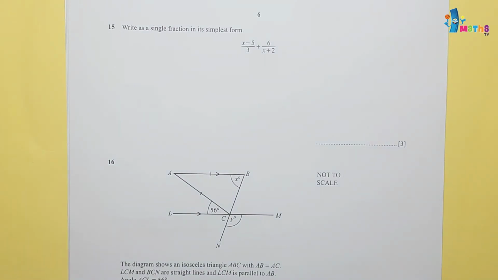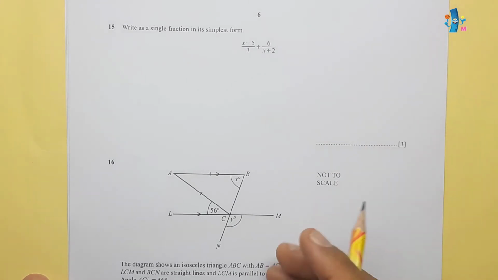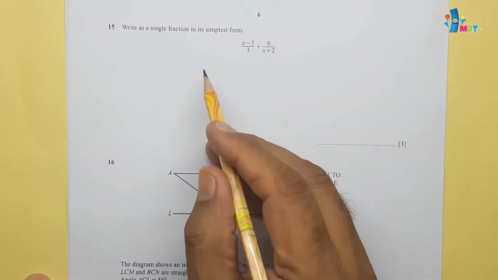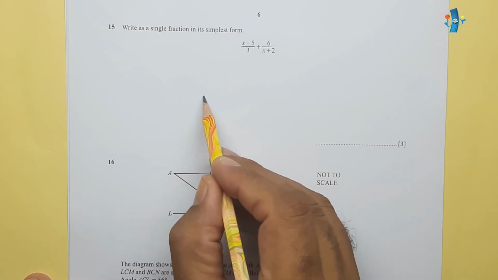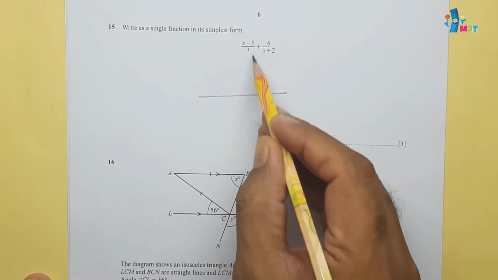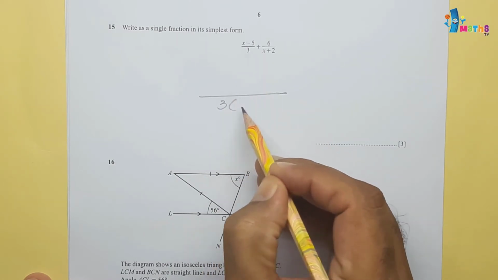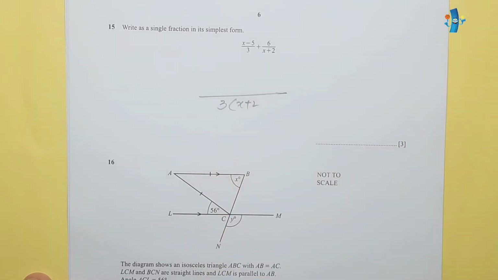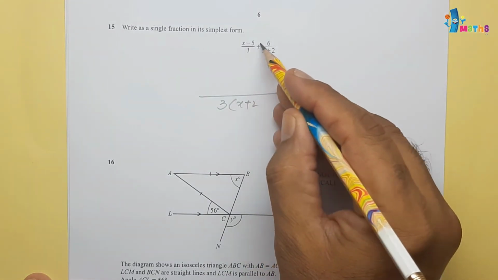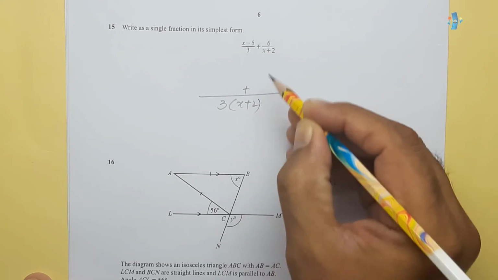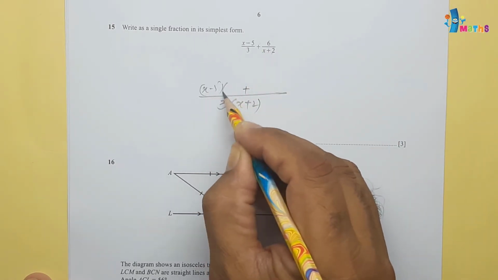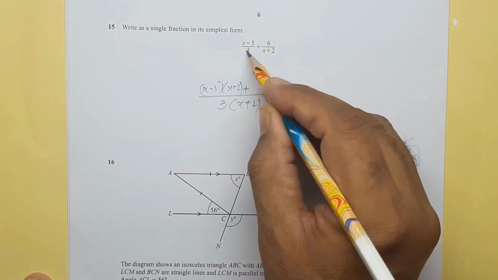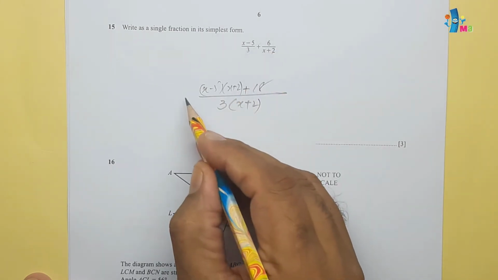Question number 15. Write as a single fraction in its simplest form. So you can take the LCM, basically, in algebraic fractions. We can take the LCM like this one, 3 and x plus 2, and then we can write here the sign which is in between, and this multiplied by this will be (x minus 5) into (x plus 2), and this into this will be 18. So this will be our fraction.